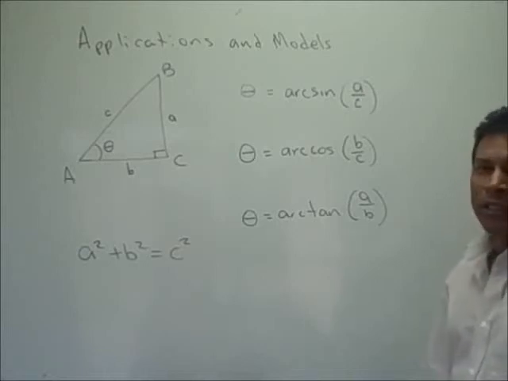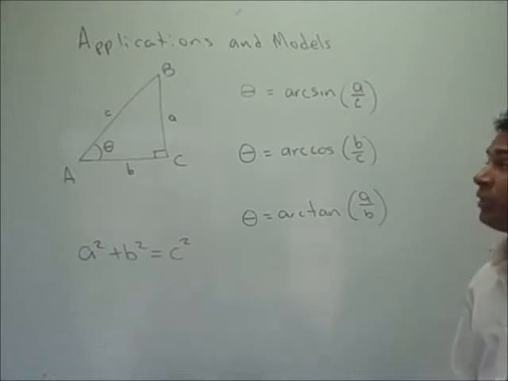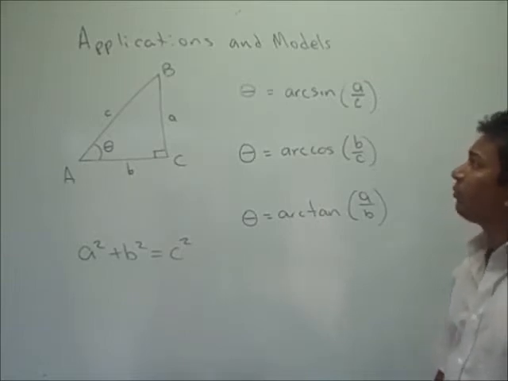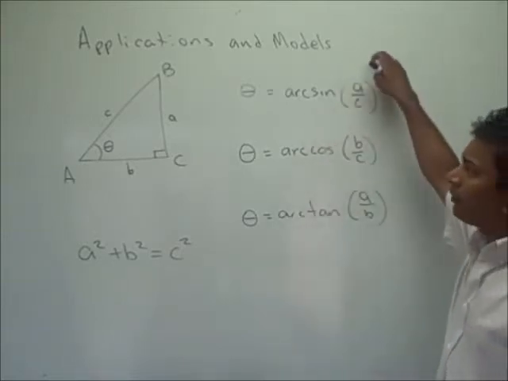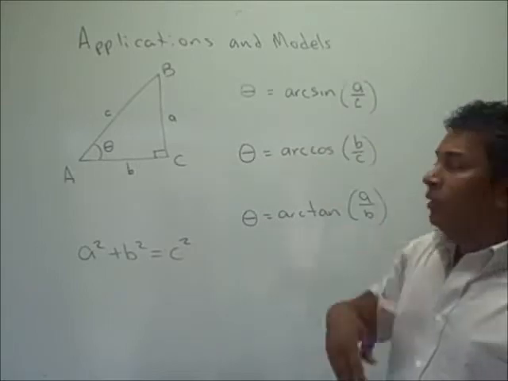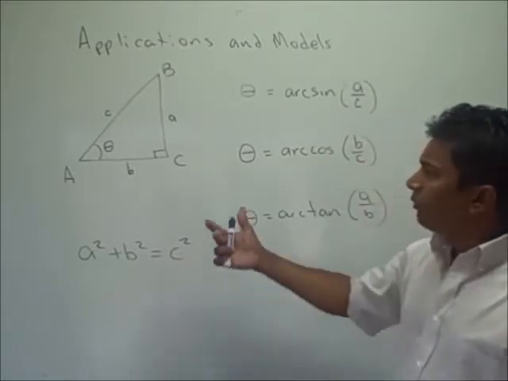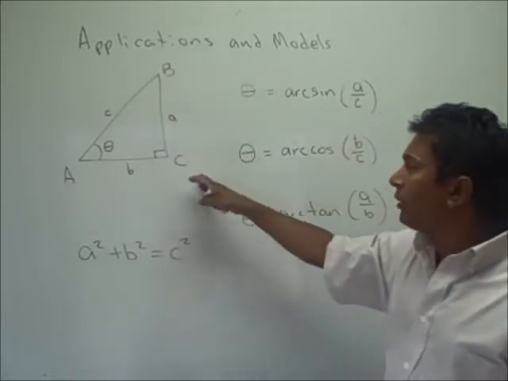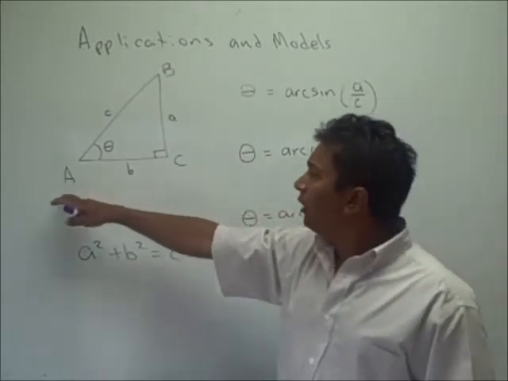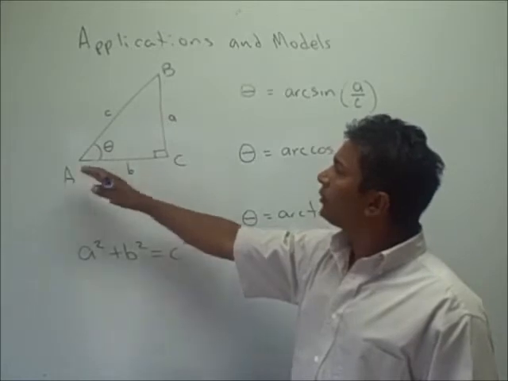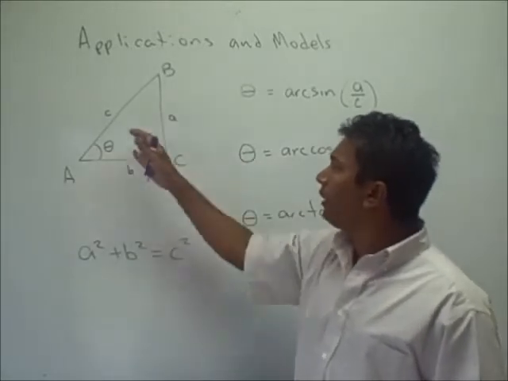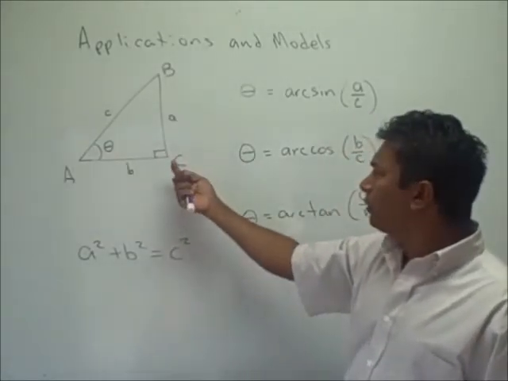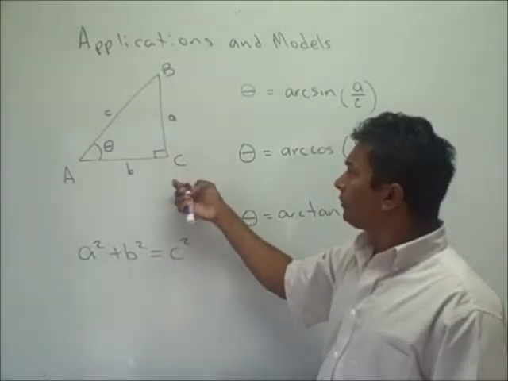In this section, we'll be using our trigonometric functions to solve applications, problems, and models involving right triangle scenarios. Here we have a right triangle. If we label our angles with the uppercase letters A, B, and C, the sides across from our angles would be lowercase a, b, and c, where C is where our right angle is.